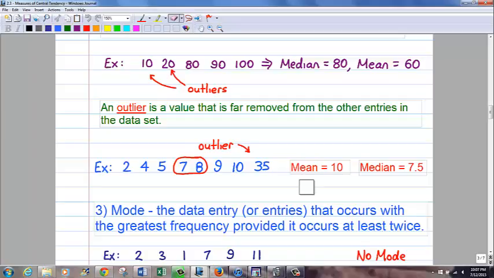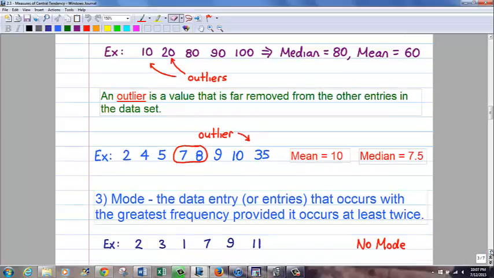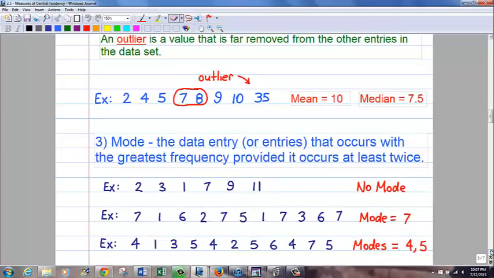The next topic is mode. Mode is a data entry that occurs the most number of times, provided it occurs at least twice in your data set. So it has to be something that occurs at least twice. Oftentimes people confuse this, thinking that if it occurs more than twice, it automatically is the mode. No, it just has to occur 2 times or more to have a chance to be the mode, but you're still looking for the one that occurs the most number of times.